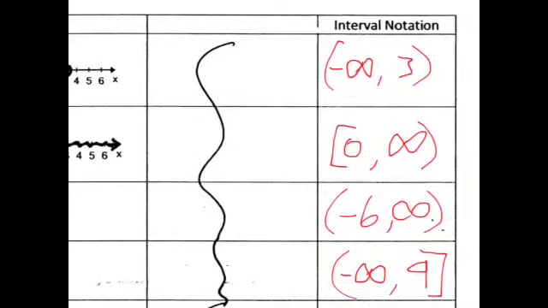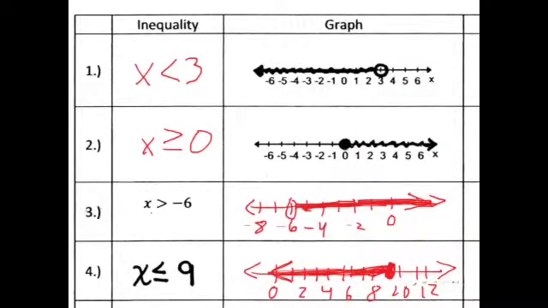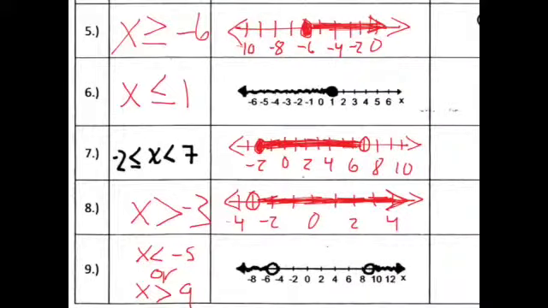And on the next one, our shading starts clear at -infinity as we move left to right, and then it stops at 9. And at 9, the circle is filled in, and so that's why it's going to be a square bracket. Alright, moving on to the next sections of 5 through 9 there, the bottom half of the front page.